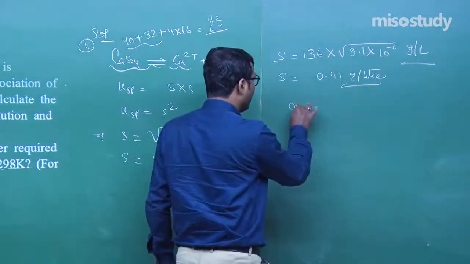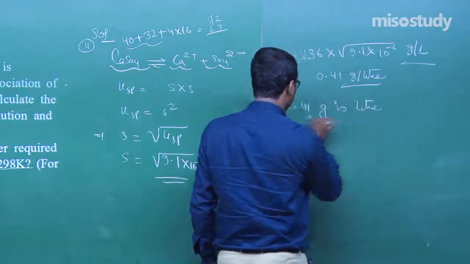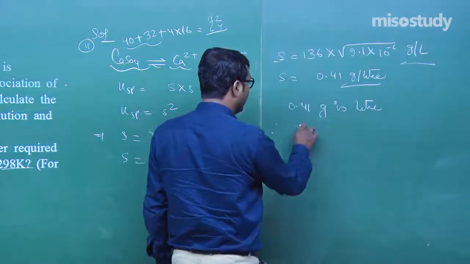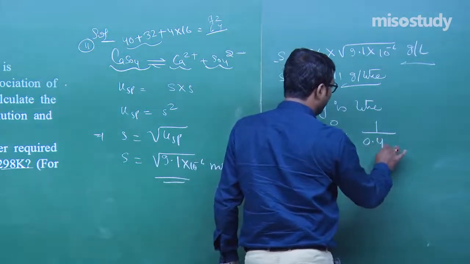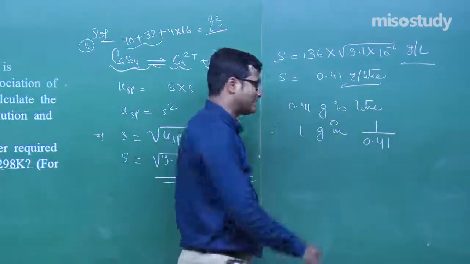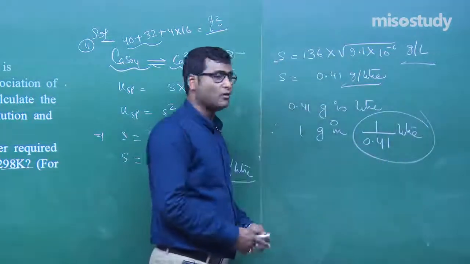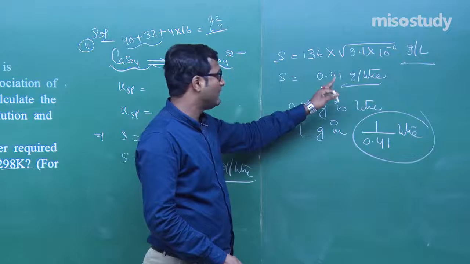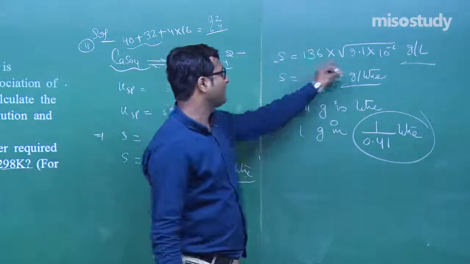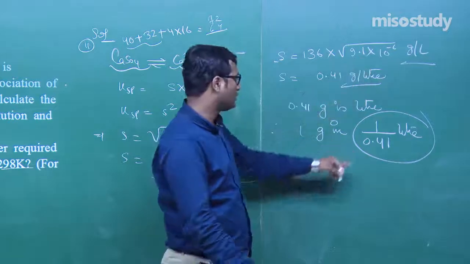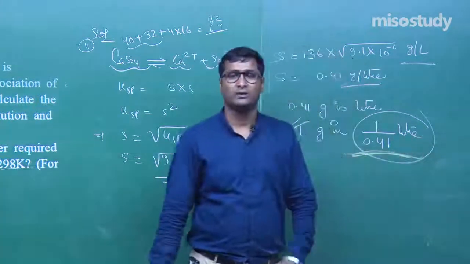So 0.41 gram in 1 liter. So what about 1 gram? 1 gram in how many liters? 1 upon 0.41, my friend. This is the answer. Look at 1 upon 0.41. You can solve like this. The value I have written is the rough figure, not an exact figure. You can easily solve this one. Put the value, 1 gram is 1 upon 0.41, my friend, liter.